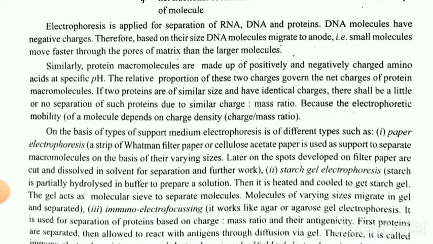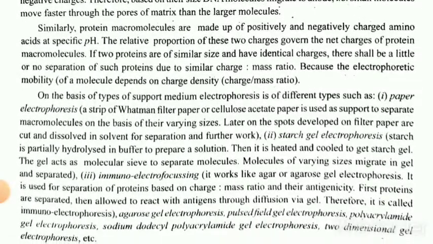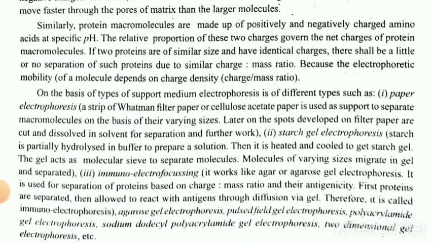DNA molecules have negative charges. Therefore, based on their size, DNA molecules migrate to the anode, i.e., small molecules move faster through the pores of the matrix than the larger molecules. Similarly, protein macromolecules are made up of positively and negatively charged amino acids at specific pH. The relative proportion of these two charges governs the net charge of protein macromolecules. If two proteins are of similar size and have identical charges, there shall be little or no separation of such proteins due to similar charge-mass ratio, because the electrophoretic mobility of a molecule depends on charge density, the charge-mass ratio.